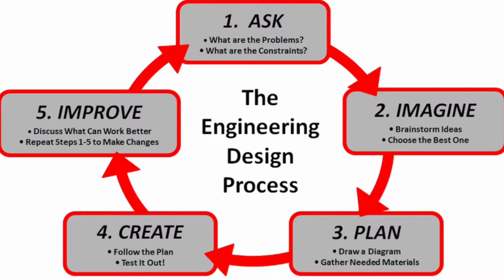The third step is to plan. Draw a diagram of your plan and gather the needed materials in order to execute the plan. The fourth is to create. Follow the best plan that you brainstormed and test out what you created. And the fifth is to improve. Discuss what you can do to make the object that you created work better. And repeat these steps in order to create a better object.